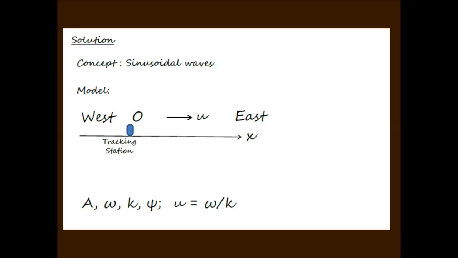We indicate the parameters of our sinusoidal wave. These are the amplitude, A, the angular frequency, omega, the angular wave number, k, and the phase constant for the wave, which we'll call psi. We also write down a very important equation, which is that the speed of propagation of the wave, which we call u, is equal to the angular frequency divided by the angular wave number.